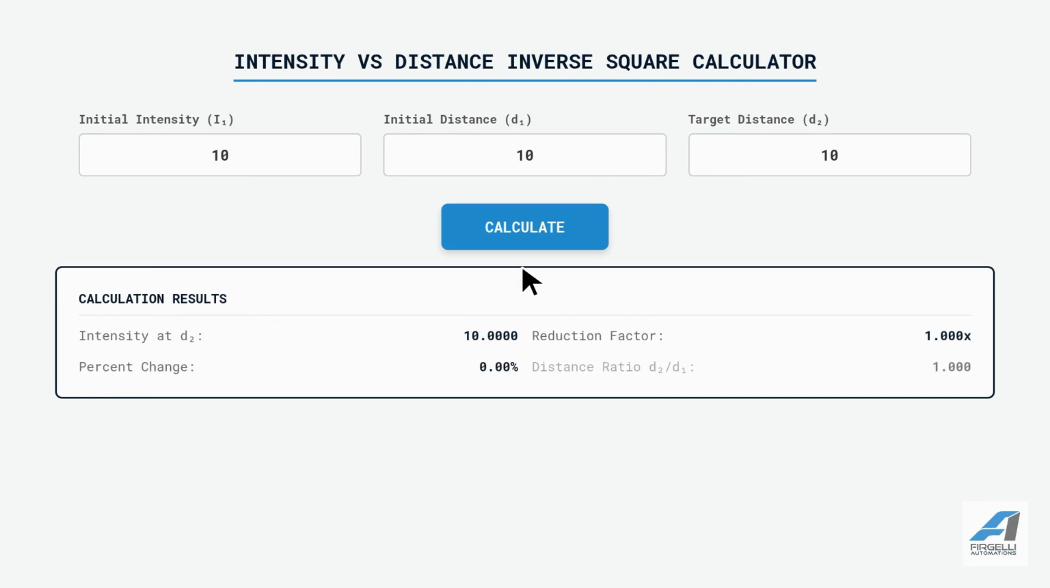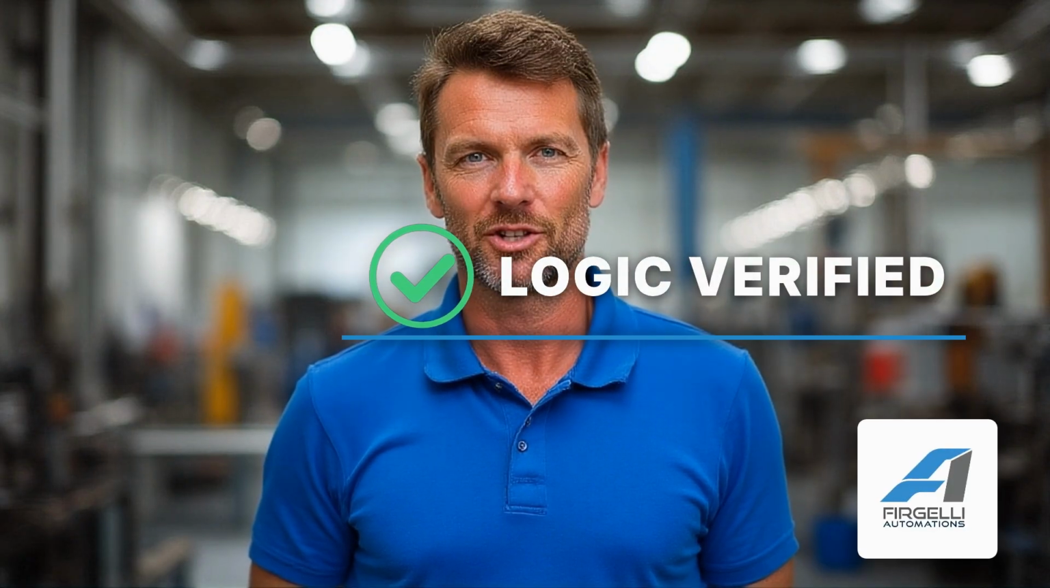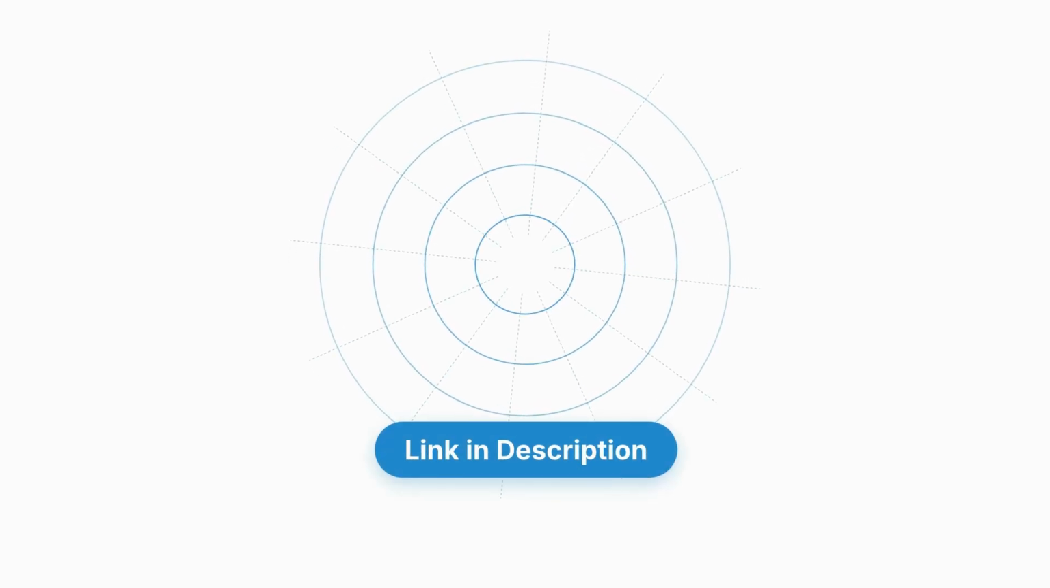The reduction factor is 1000x, percent change is 0.00%, and distance ratio D2-D1 is 1000. Since both distances are equal, the intensity remains unchanged, which makes perfect sense. This calculator streamlines inverse square law calculations for any intensity-based measurement.